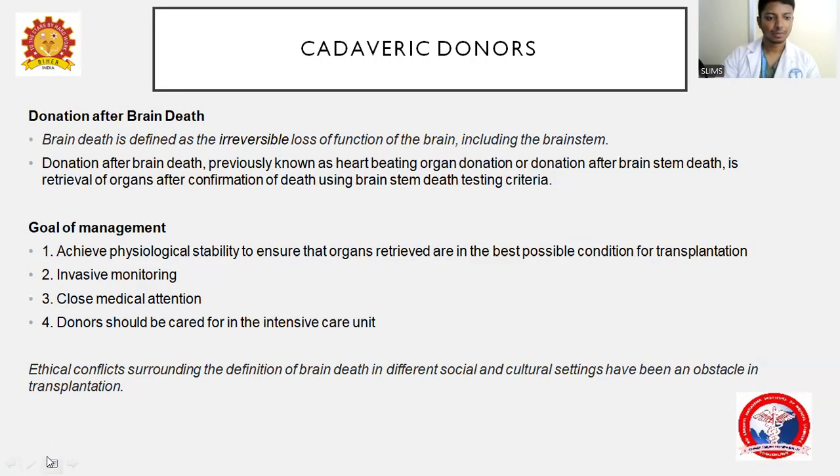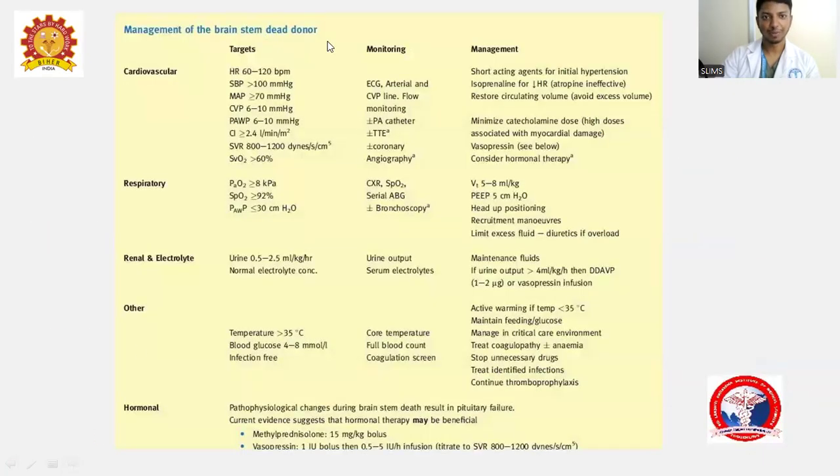Coming to management of brainstem dead donor. I'm here showing a table which is giving an overview of how we have the intraoperative management for a patient, or in the ICU, for someone who's a brainstem dead declared patient who's going to donate. So these are the cardiovascular targets. We can see that we have a particular set of heart rate that we would like to maintain, including systolic blood pressure, MAP, CVP, pulmonary artery wedge pressures, and SvO2s.